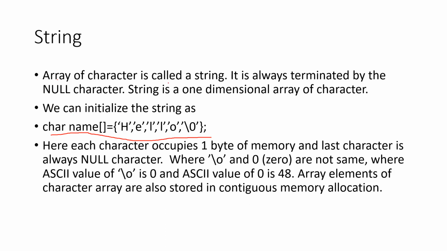An array of characters is called a string. It is always terminated by a null character. If the array size is 1, 2, 3, 4, 5, 6, sorry, not 6, it is size 7. In the size 7 array, index 0 to 4 will store hello, and at the last there will be a null character, which is backslash 0.